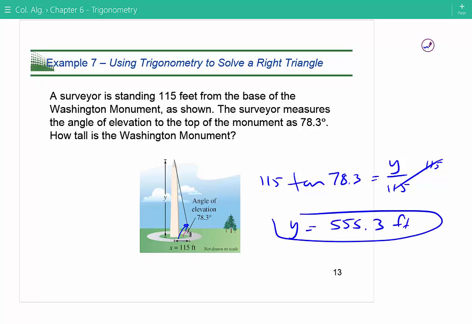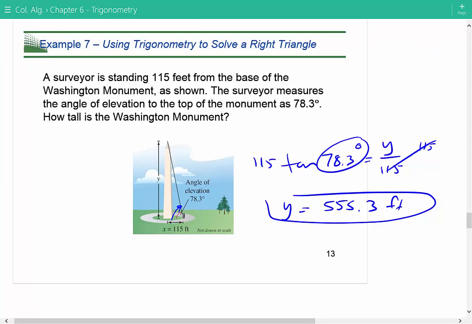Now you got to make sure your calculator's back in degree mode for this, since you're using an angle in degrees here. Alright, let's try the homework and see if we can make some sense of this.